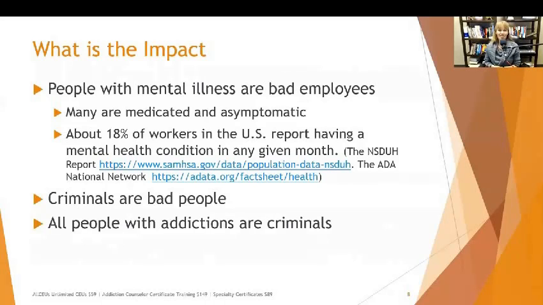Just because they don't have symptoms doesn't mean they don't have the diagnosis. If somebody has major depressive disorder and they're on an antidepressant, going to counseling or whatever, and they are asymptomatic, they're probably sitting right next to you in a cubicle somewhere. About 18% of workers in the U.S., so roughly 1 in 5. Look around your office. How many people are working in your office? Probably more than 5. So at least one of them may report having a mental health condition in any given month. So, let that sit with you for a minute.